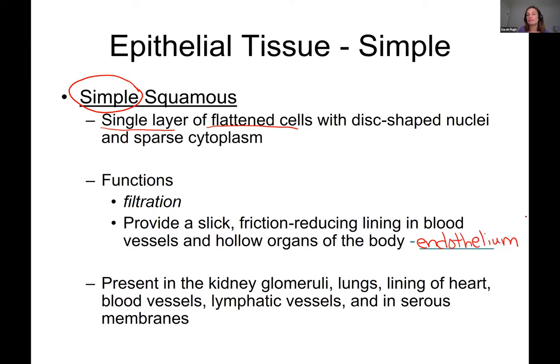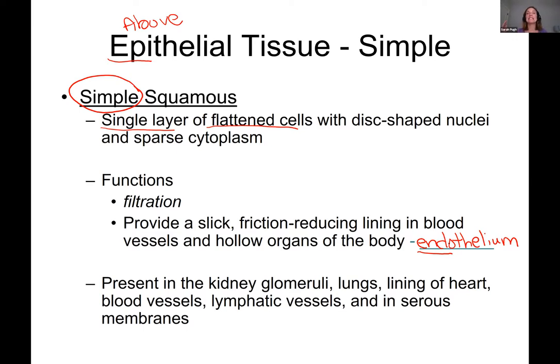The reason for that: epi means above or on top. So when we talk about your skin, for example, we would call it epithelial tissue. But if it's inside the body, instead of calling it epithelium, a lot of times we call it endothelium. Okay, I don't do that. I think that just is very confusing, so I won't be doing that. But just so you know, if you're reading your textbook, you might see that term.